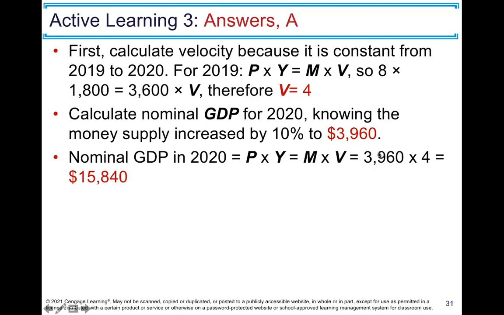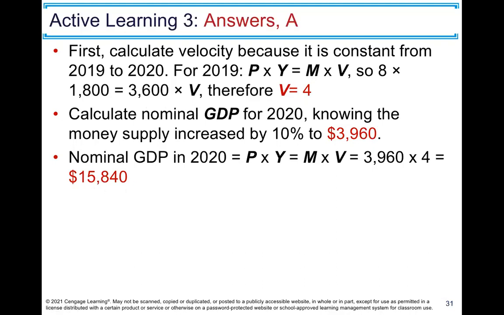Now we're just going to plug it into the equation, knowing that velocity is constant, right? We know that velocity doesn't change. So we can take M and multiply it by V, and that's this 4. And we know now that nominal GDP is going to be 15,840.